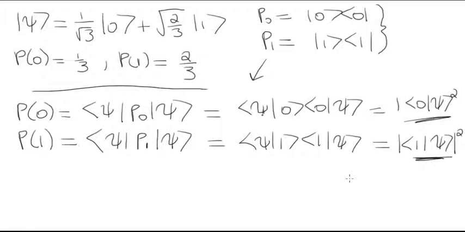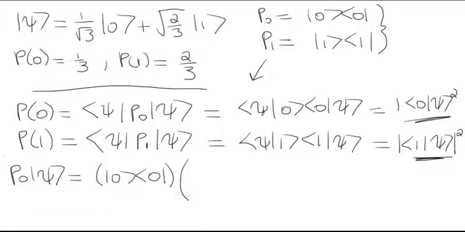Now let's look at this in more detail. Let's first calculate this part of it. We have P0 acting on psi, which is P0, with brackets around it because we're going to multiply it by something else in a second, multiplied by psi. Now psi is given up the top: 1 on root 3 ket 0 plus square root of 2/3 ket 1.